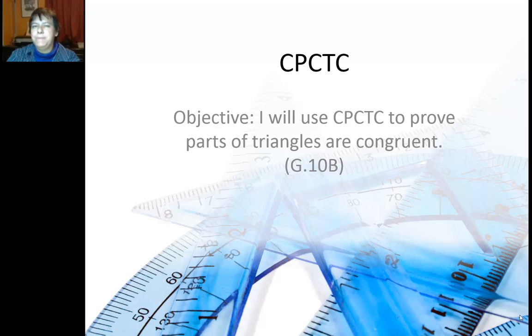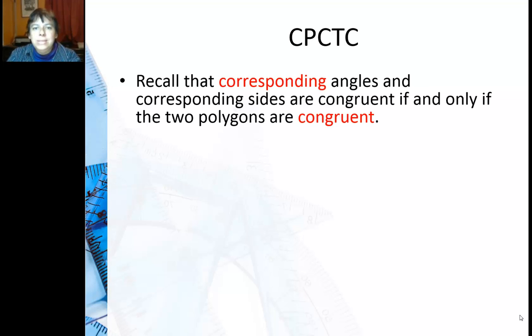Anyways, we won't be using protractors to measure angles, but we'll still be able to prove they are congruent. And what we're going to use to do that is something called CPCTC. So what is CPCTC?